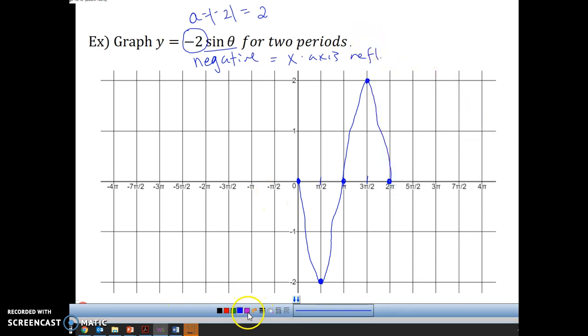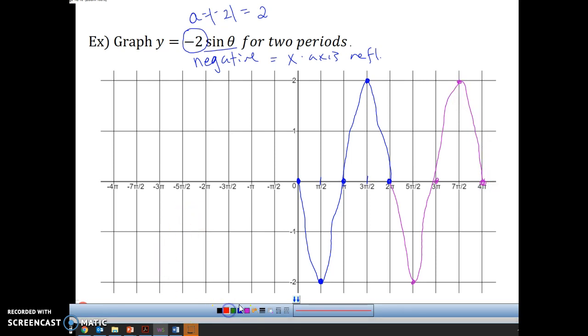Now, if I wanted to do another period, I can continue to go to the right, or I can also go the negative direction as well. So it's really up to you which direction you want to go. So I'll continue this way. I'm going to have a point here, a point here, a point here, and a point here at 4 pi, right? So 4 sections. Okay, and there is the second period.